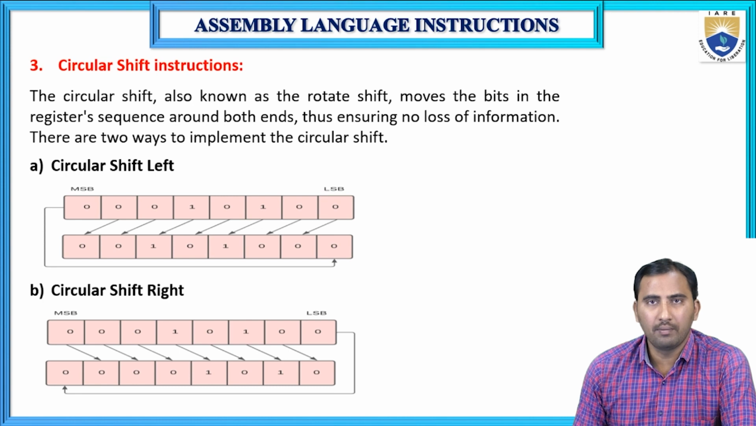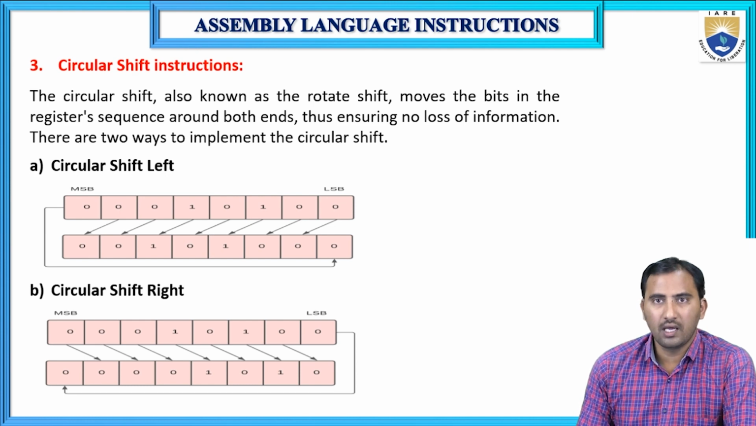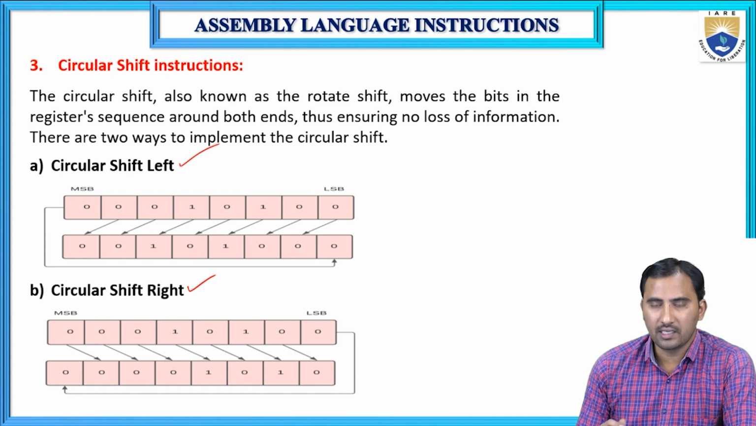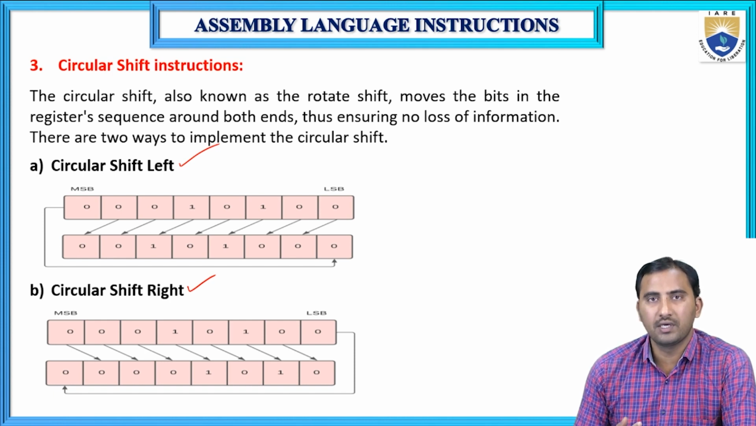And coming to the third type of shift instructions, that is the circular shift instructions. These are again of two types: circular shift left and circular shift right. In circular shift instructions, we will not lose any data inside the register. Whatever data is present in the register will be shifted in a circular fashion.